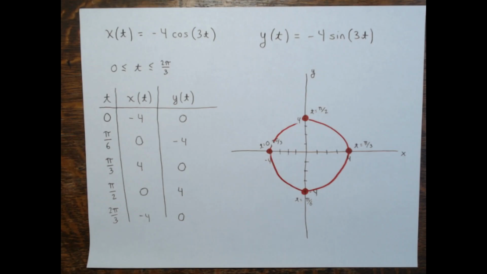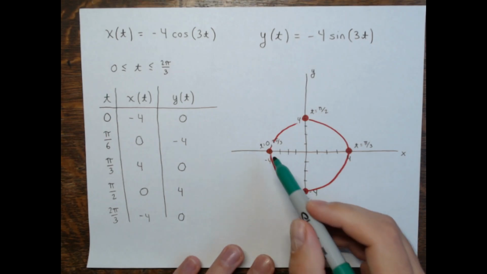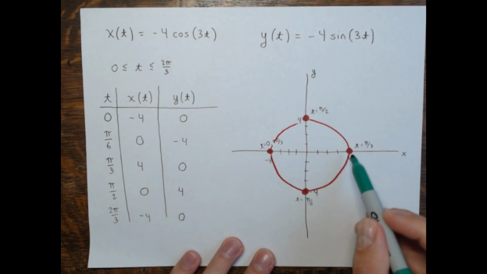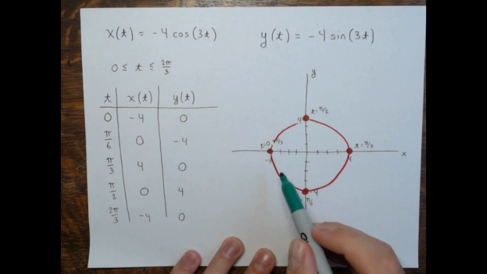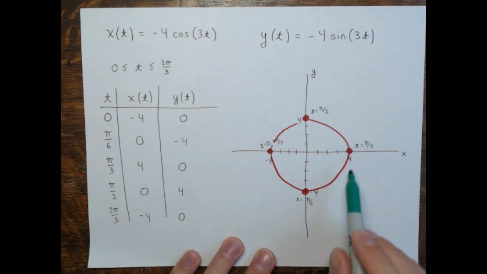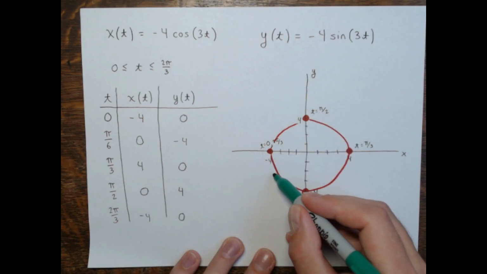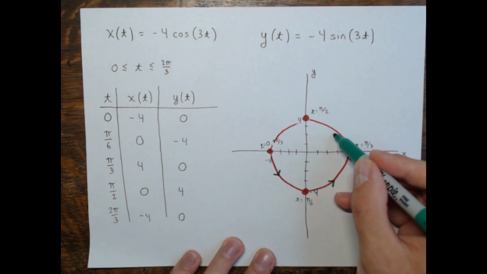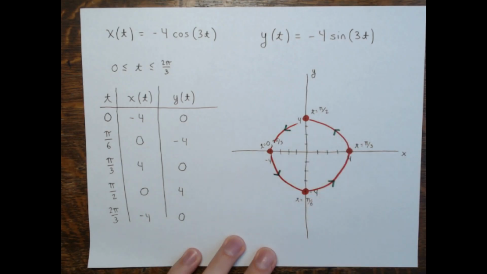Also put the arrows on. Remember, for parametric equations, you're also putting on the orientation of the curve, right? You're showing where the particle or where the point is moving as the value of the parameter increases. So from 0 to pi over 6 to pi over 3 to pi over 2 to 2 pi over 3, we're going in this counterclockwise direction around the circle.